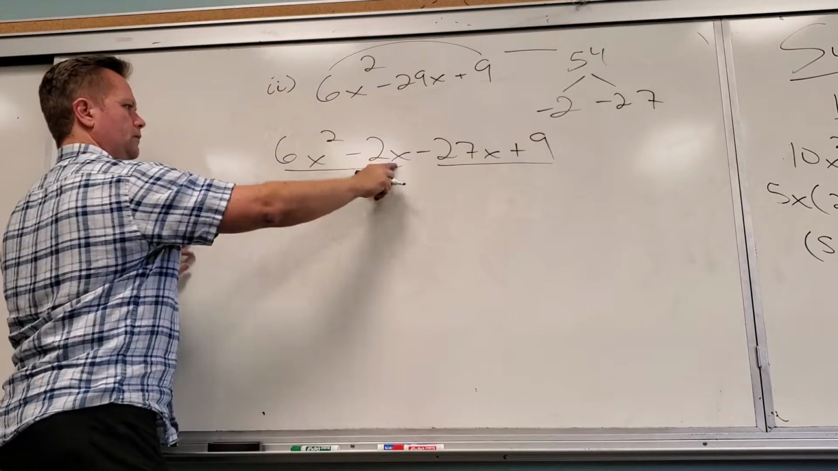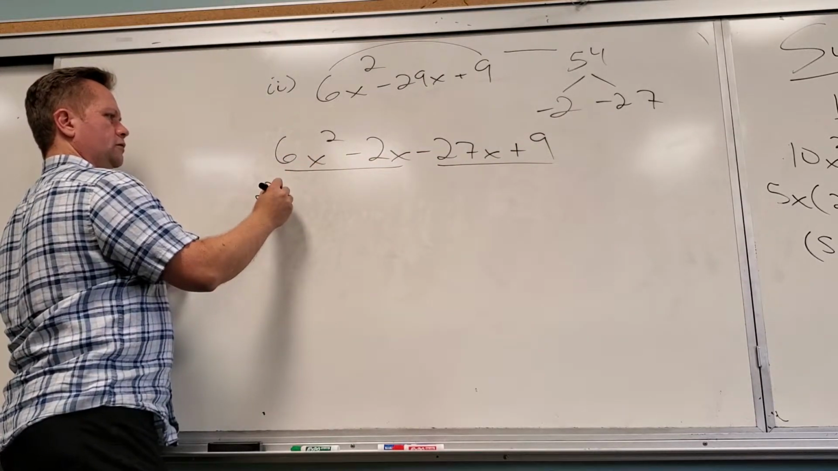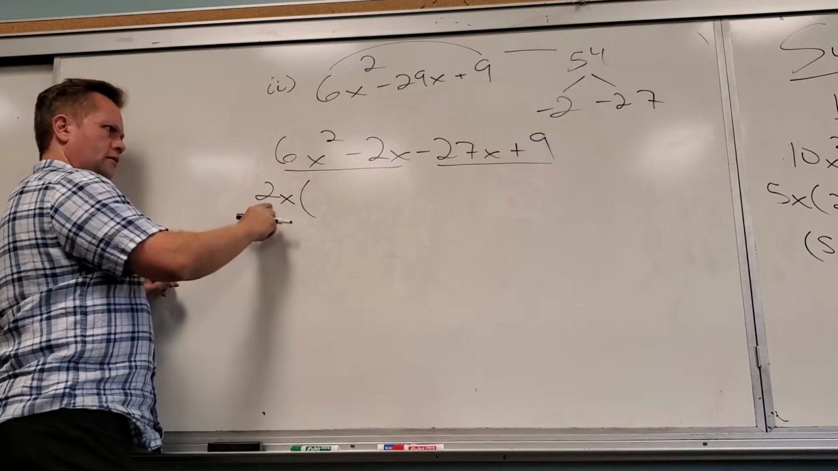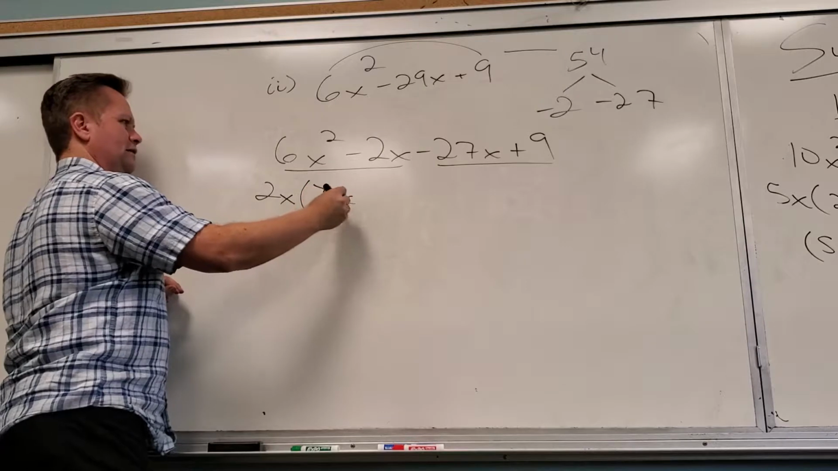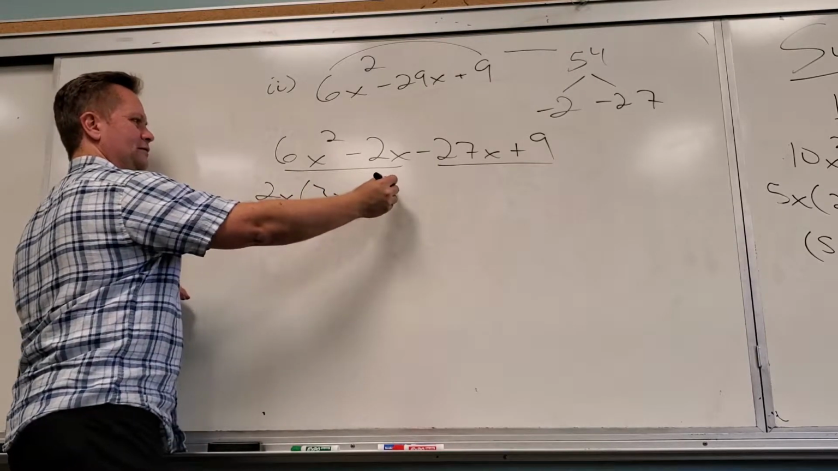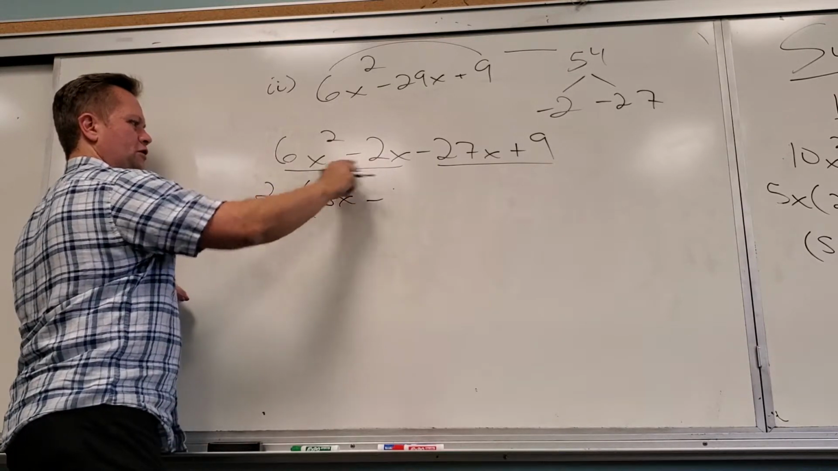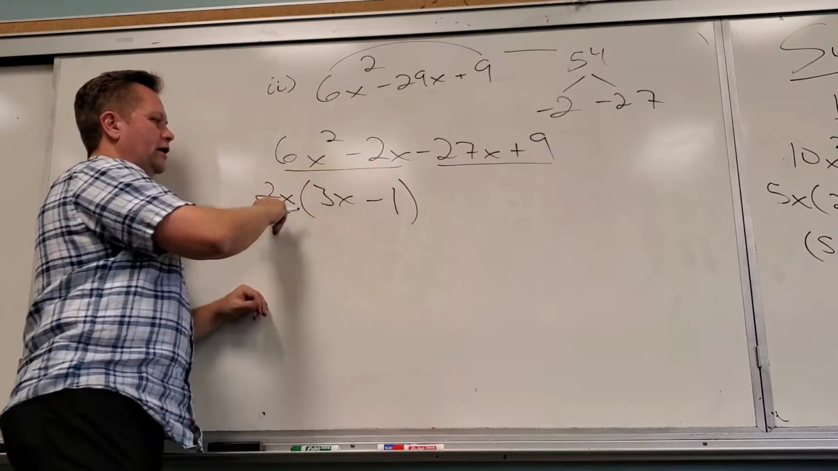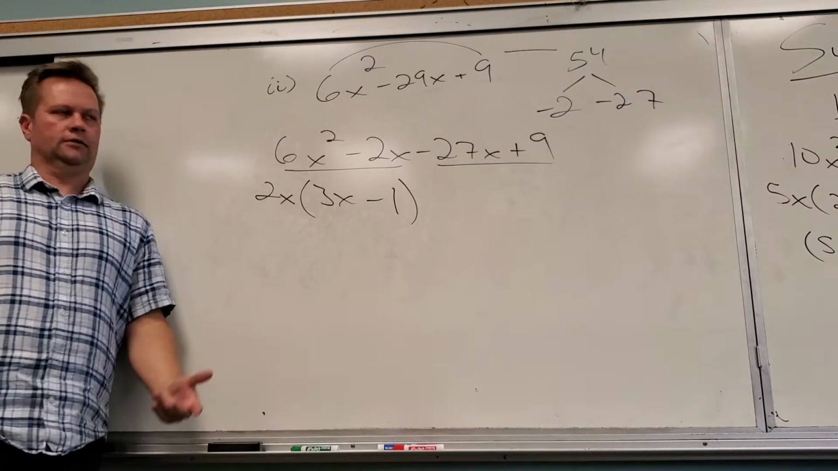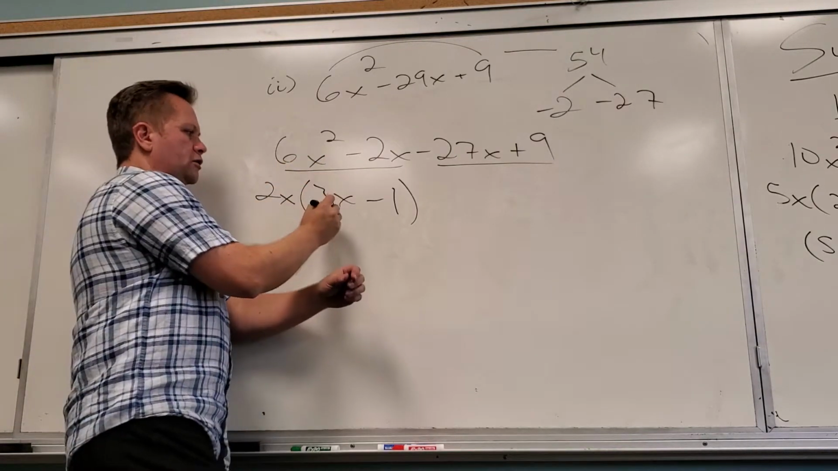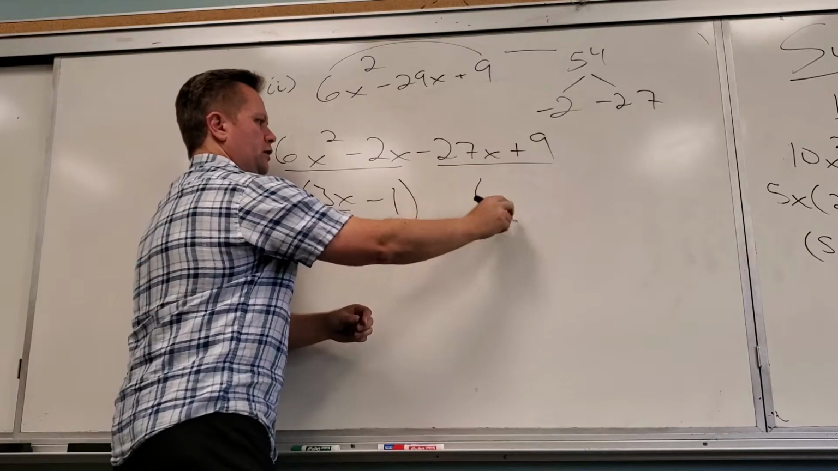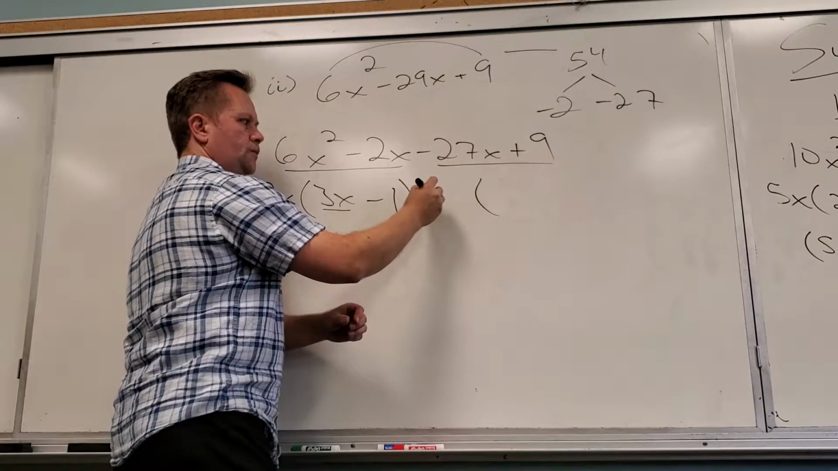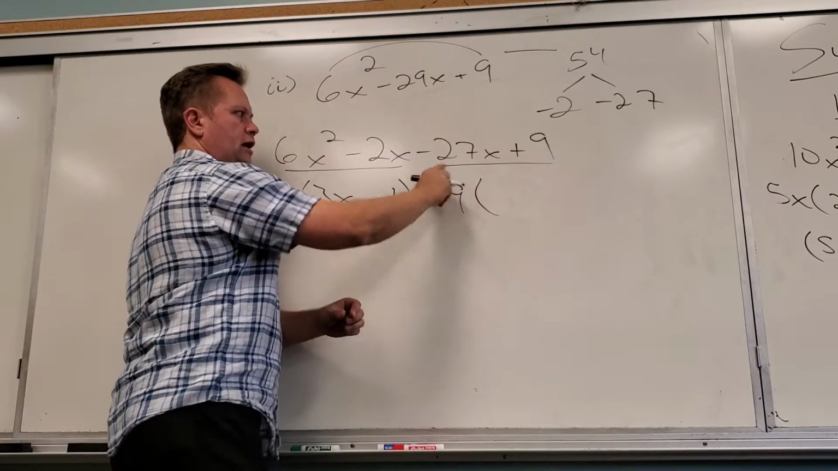What comes out of here? 2x. 3x minus. You took a 2 and you took an x. You divided out everything, left the 1. I know there's got to be a 3x that shows up in here. What do I take out of this to make it become positive 3x? Negative 9. See how I have to change the sign?